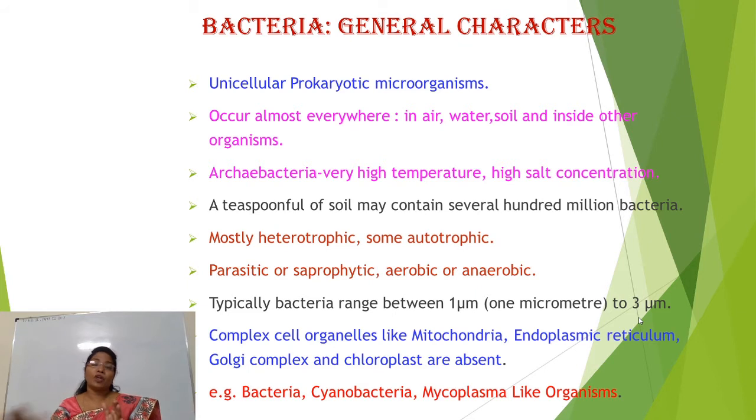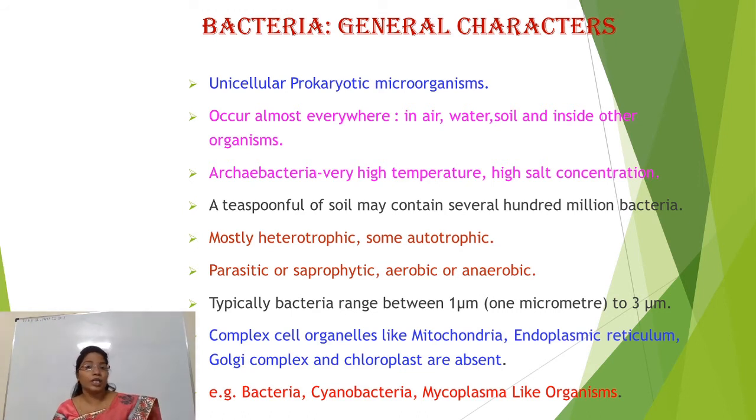One of the important features of bacteria is the absence of complex cell organelles. Organelles such as endoplasmic reticulum, mitochondria, then Golgi complex and chloroplast are present in plants and animals, but in bacteria, these cell organelles are absent.